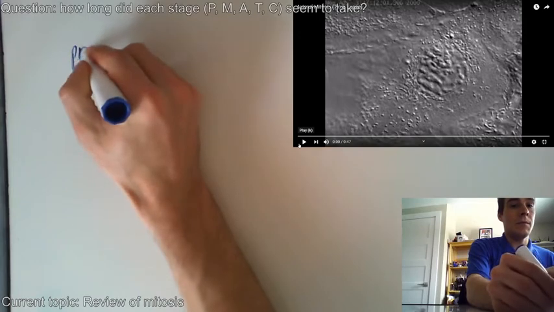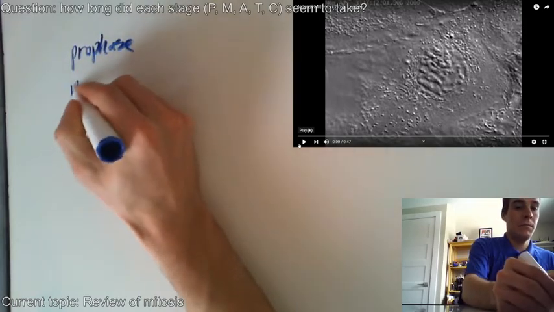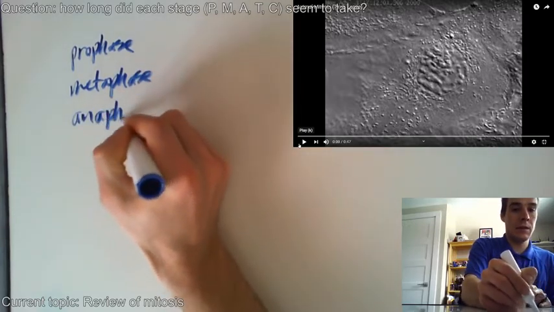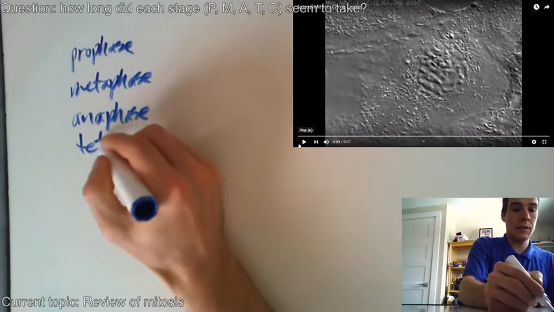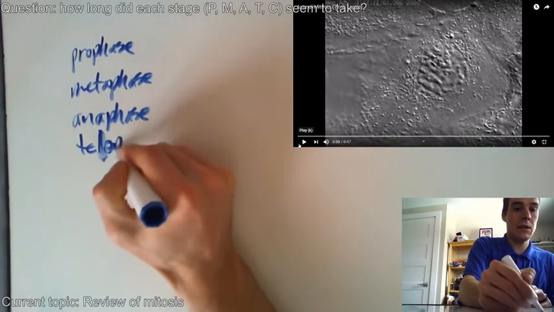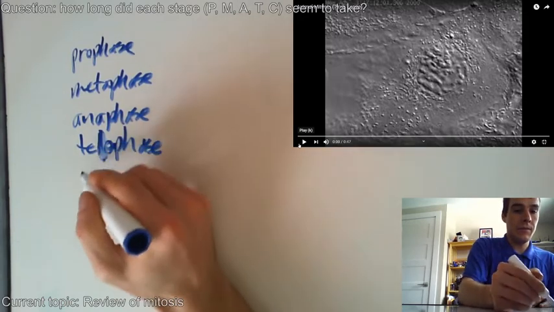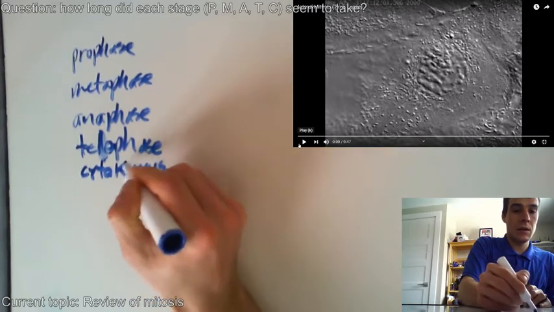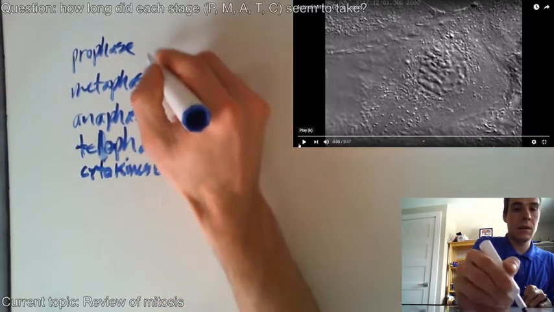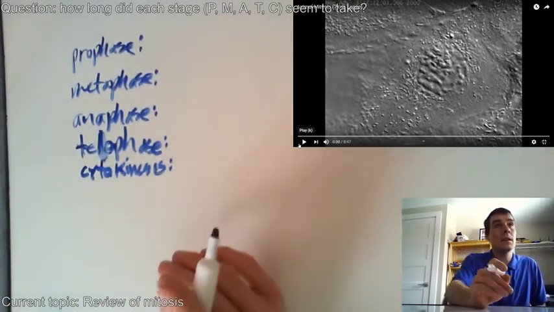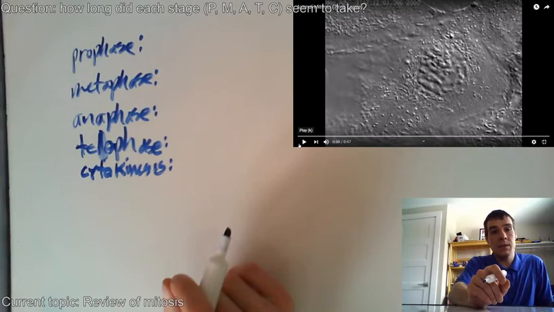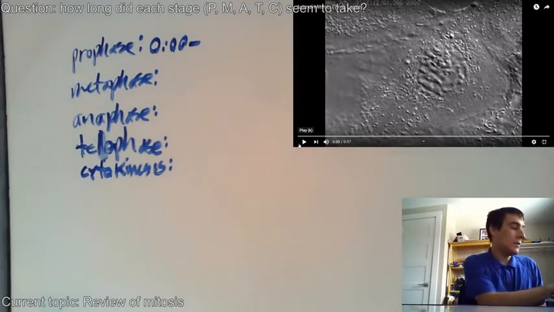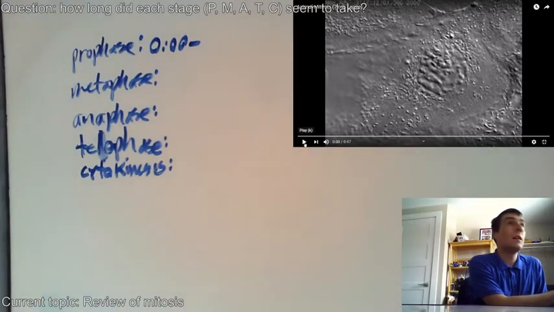Our stages are prophase, metaphase, anaphase, and telophase. And I guess cytokinesis. We'll just put these seconds of time lapse that it took to get through these stages. So obviously we're starting at 0 seconds. Let's play the video.